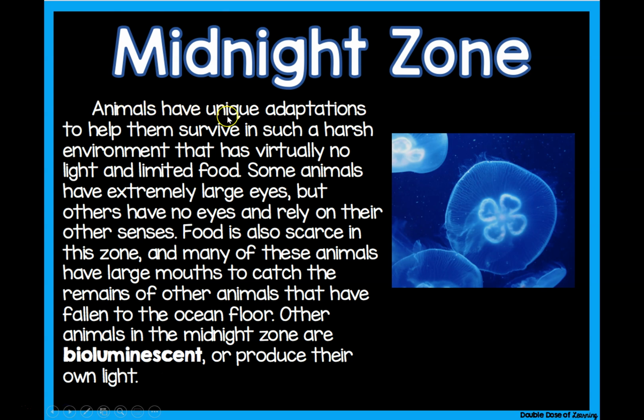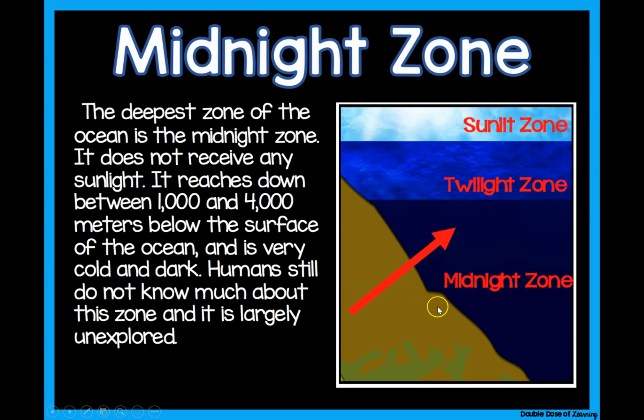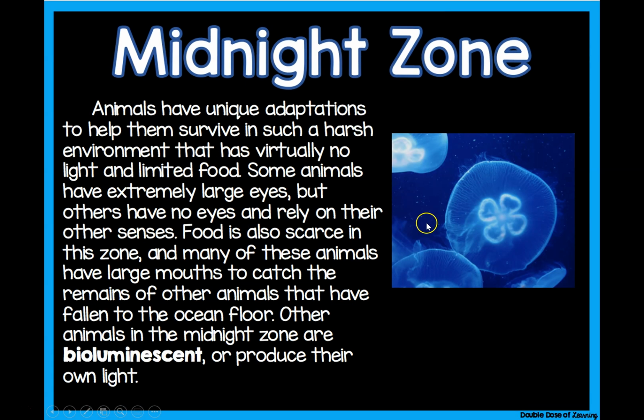So animals have unique adaptations to help them survive in such harsh and extreme conditions that have virtually no light and limited food. The sunlight can't reach this level of the ocean, right? It's way too deep down there. So there's basically no light. It's pitch black, and there's hardly any food down there because plants need sunlight to grow, right? And food chains all have to start with a plant or start with the sun. So how does anything live down there?